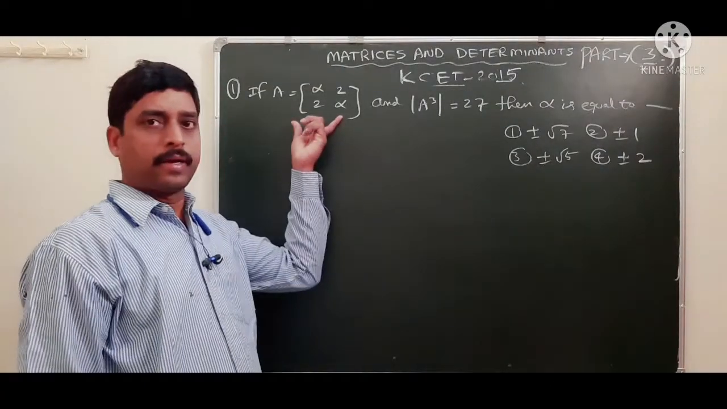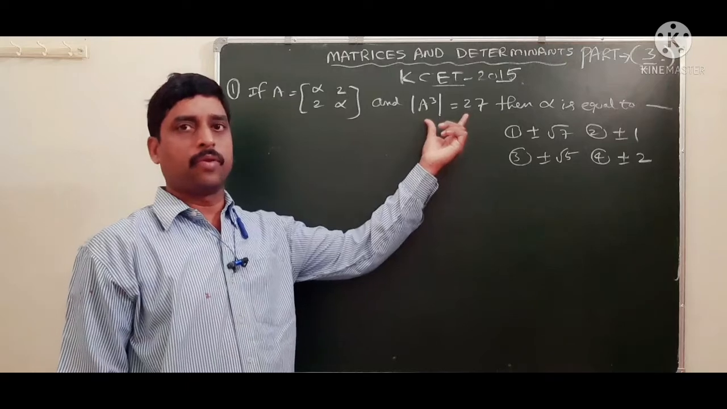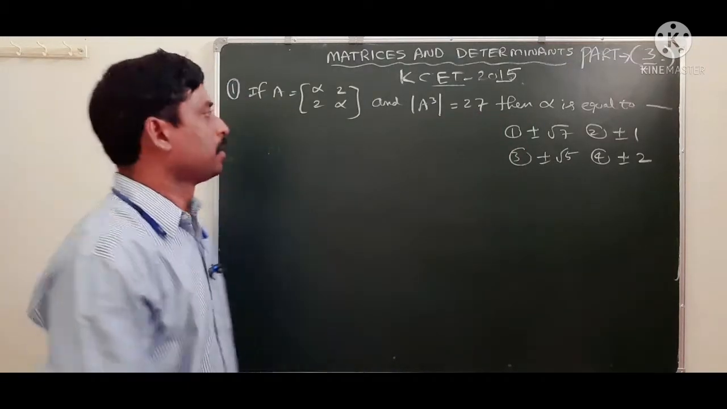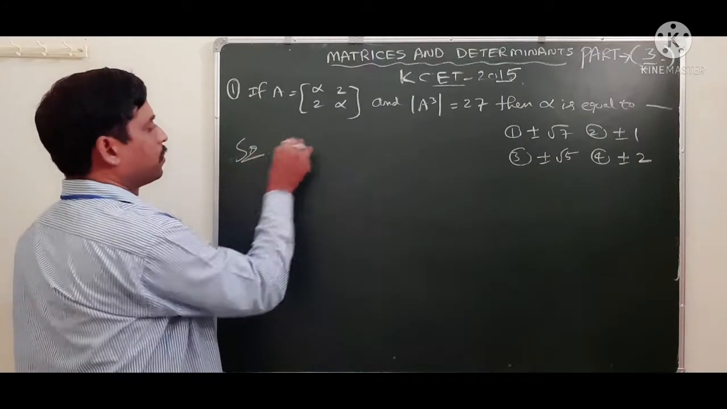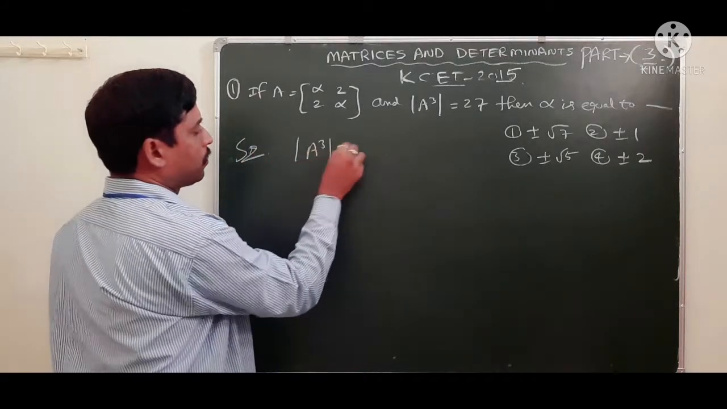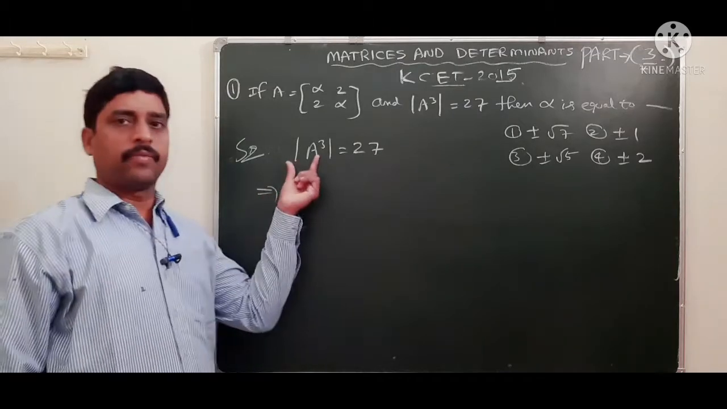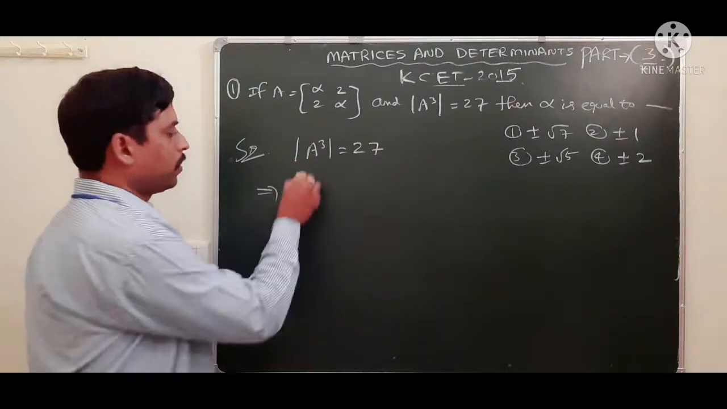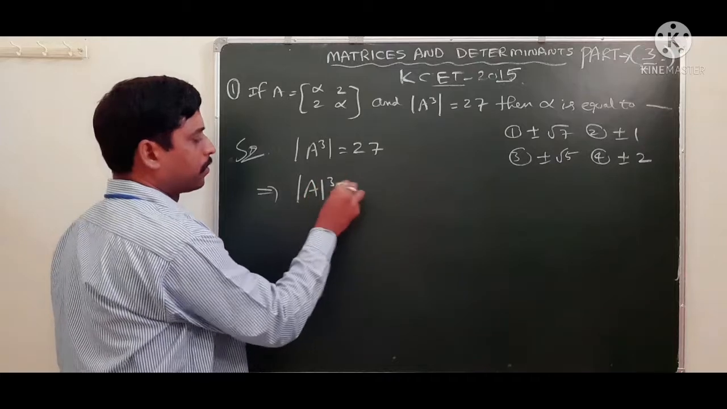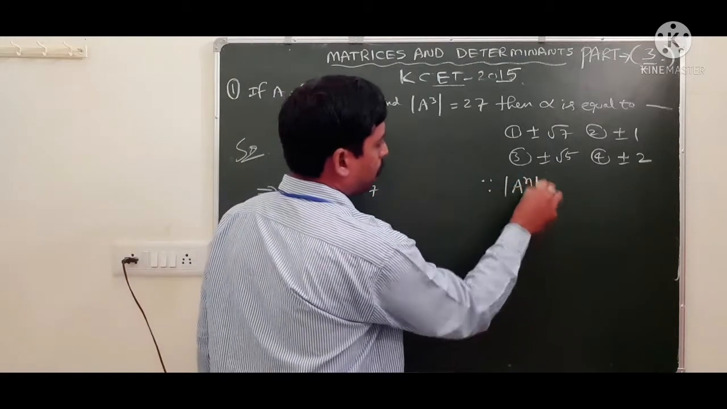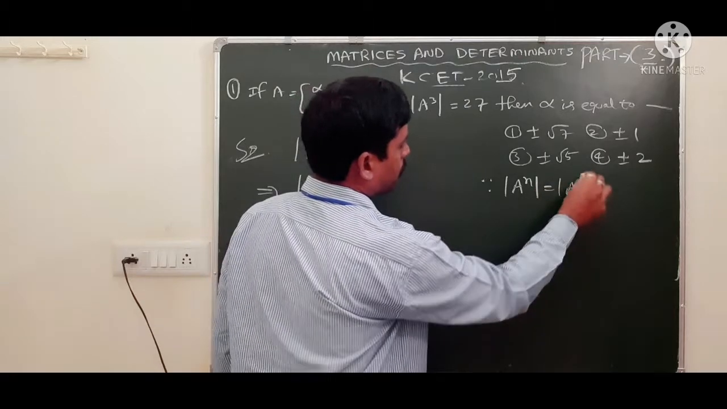A 2 by 2 matrix is given. Determinant of A cube is equal to 27, given. Then find the value of alpha. So det of A cube is equal to 27. We know that det of A cube is equal to det A whole cube. We have one formula: det of A power n is equal to det A whole power n.